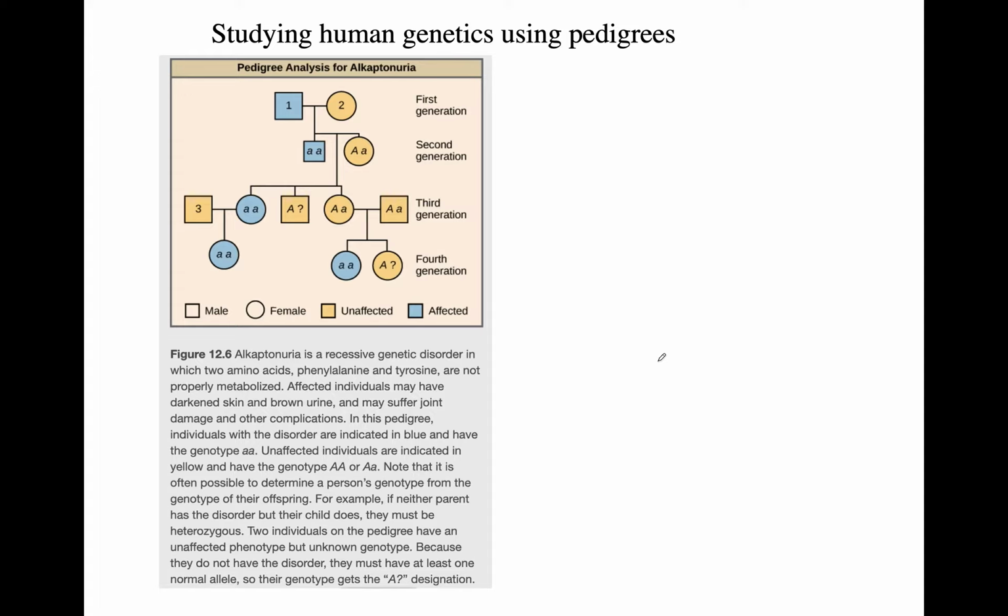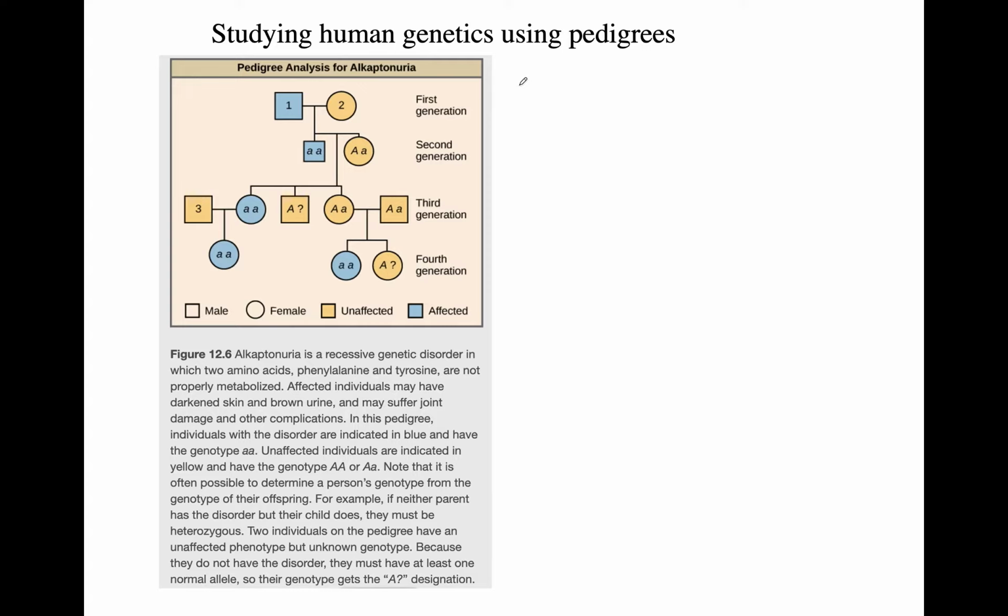But with human beings, you really can't do that. You can't set up crosses at will to study human genetics. So all scientists are left with is what they have in human families and different generations. So instead of trying to rely on statistics, scientists try to make sense of the inheritance pattern of diseases. So that's why they create a pedigree analysis.